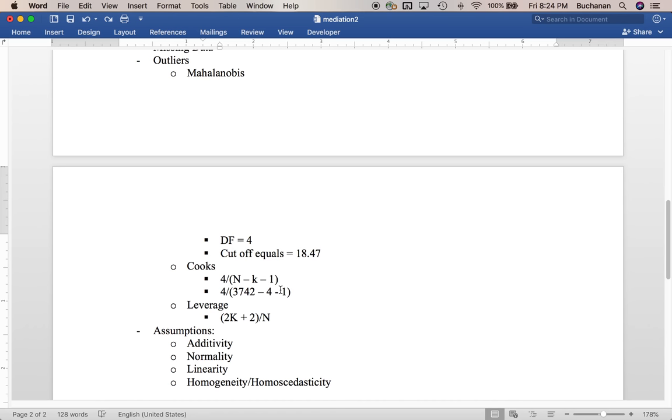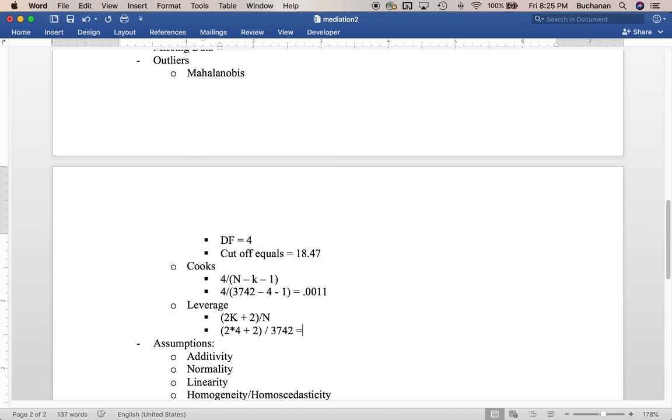If I can type on my calculator here, that is 0.0010. I recommend doing at least 3 decimals, but if you want to do 4 on this one, I could round up to 0.0011. Let's also calculate leverage here. This is 2k plus 2, the cat is trying to help, so please ignore, divided by N, so 3,742. So that's 8 plus 2, which is 10, divided by 3,742, and it's 0.0027 if I round up.